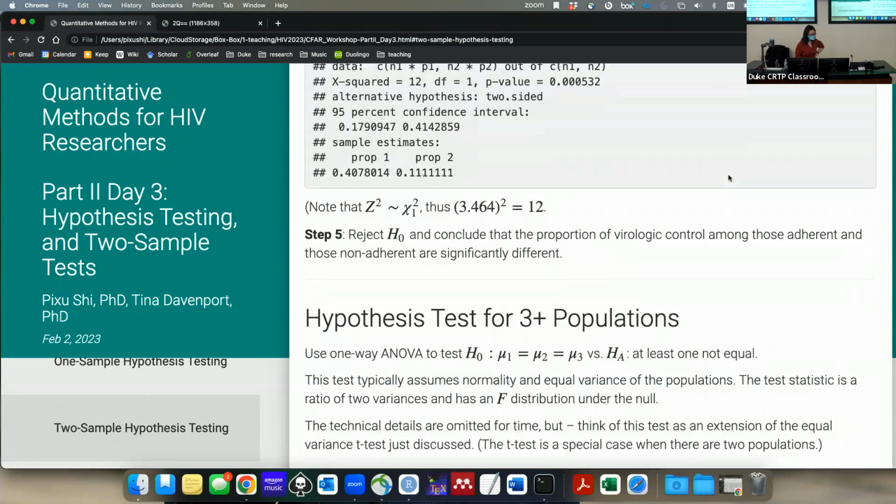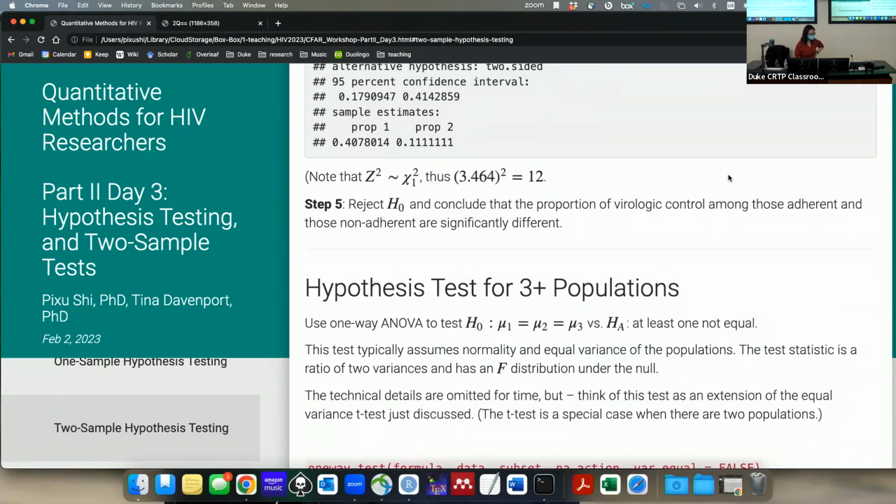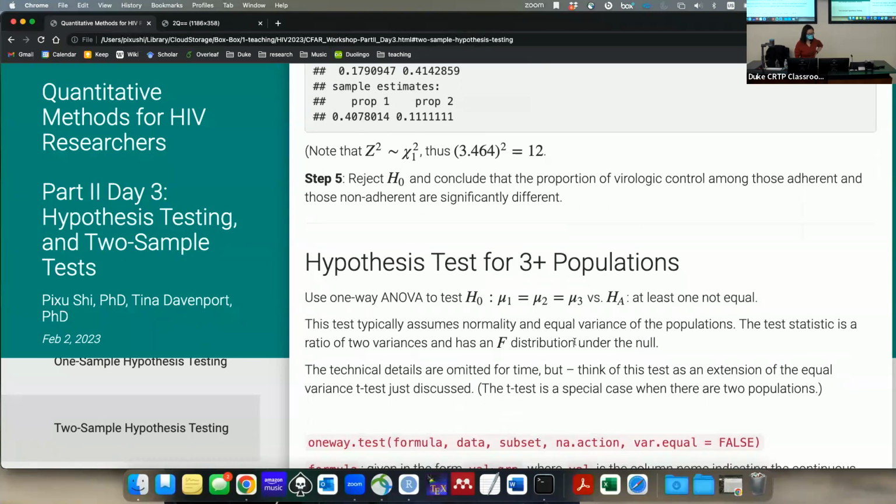And if you have more than 2 groups to compare, say you have 3 groups and your null hypothesis is all 3 groups equal to each other, then t-test or z-test will not be sufficient. You will need to rely on a one-way ANOVA. It's just a special case of linear regression.